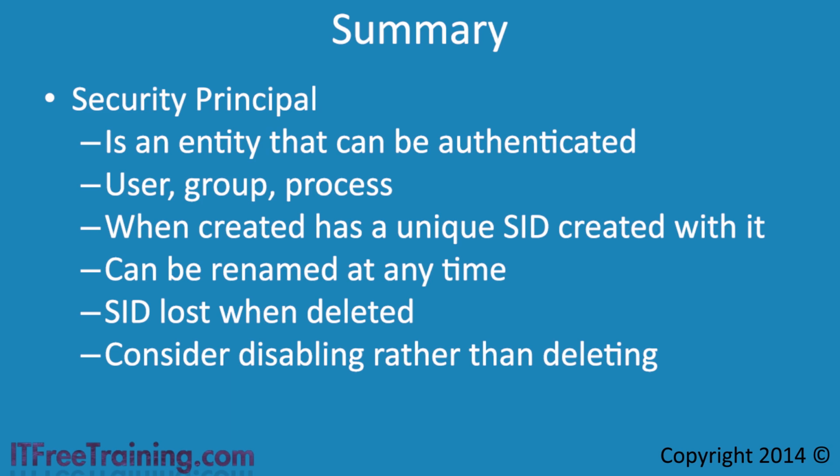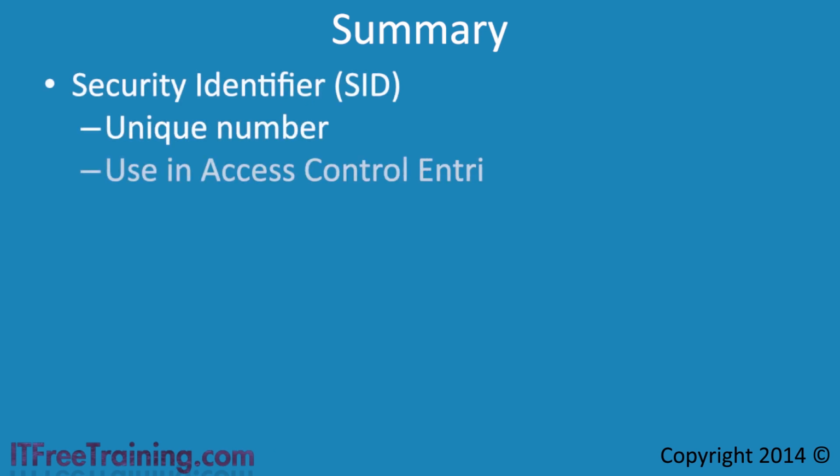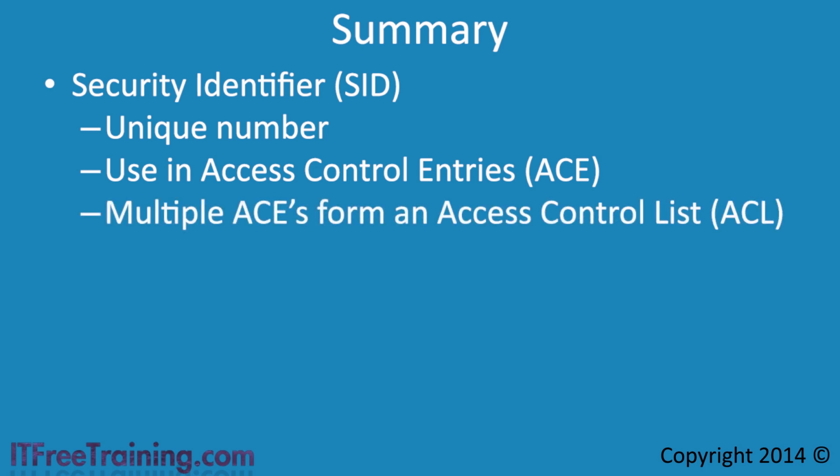A security identifier, or SID, is essentially a unique number. A SID is used in access control entries. For example, if you want to give access to someone, an access control entry would need to be created to give them access. These access control entries are put into access control lists.